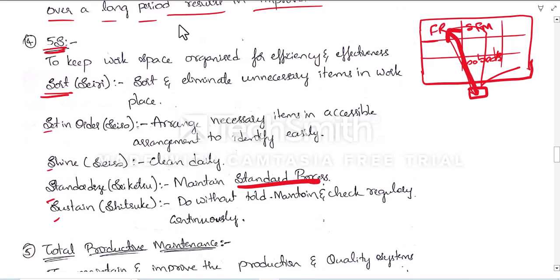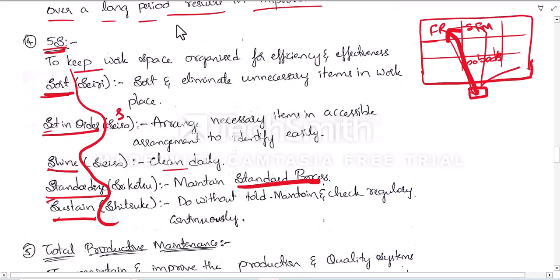Lastly, you should maintain it regularly on a continuous basis. So first we should sort out, we should set in order, we should shine, meaning clean daily, we should standardize the process, and we should sustain. There are also Japanese words for this, like Seiri. This is not Siso. This is Seiton, not Saitan.